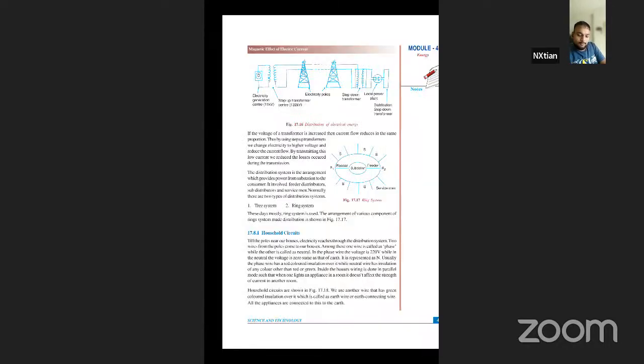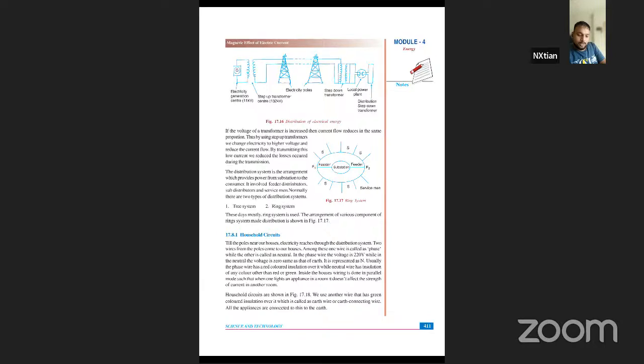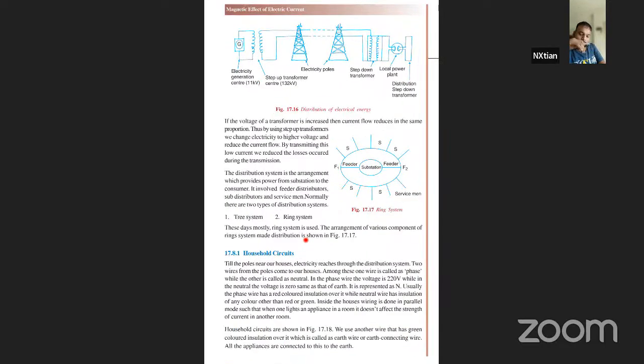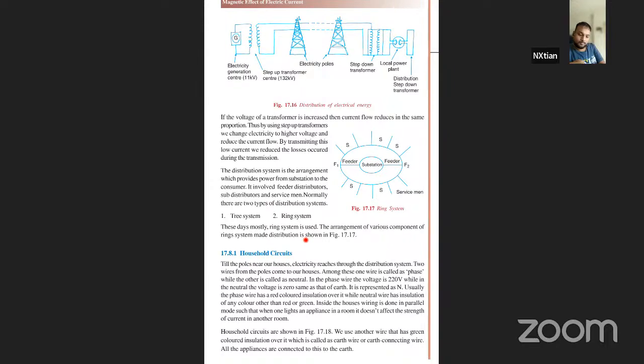So today we'll start from here. So please read, Sam. If the voltage of a transformer is increased, then the current flow reduces in the same proportion. Thus, by using transformers, we change the electricity to a higher voltage and reduce the current flow. By transmitting this low current, we reduce the loss occurred during transmission.